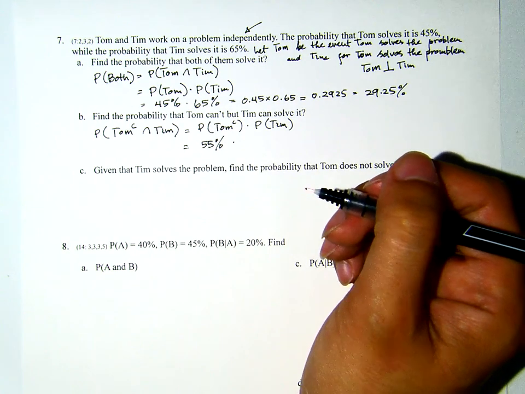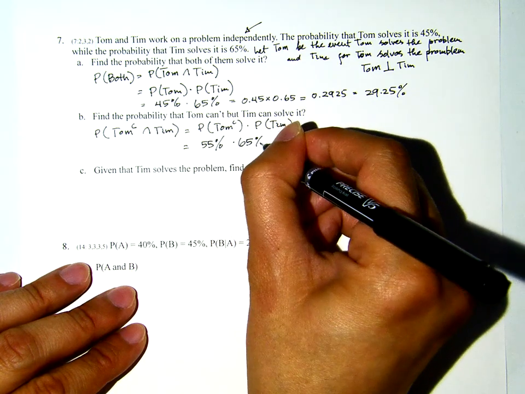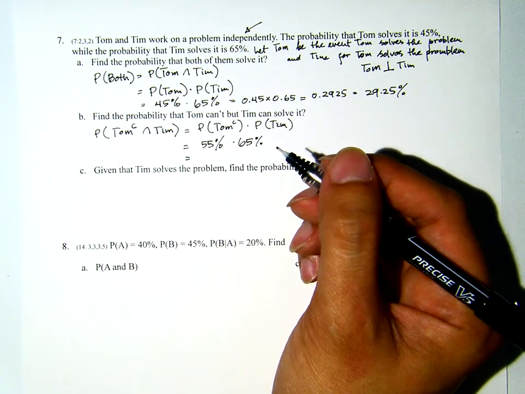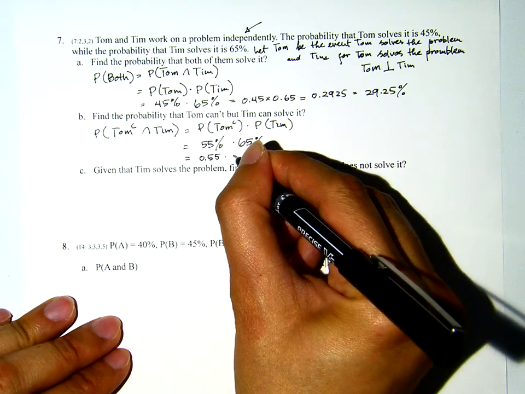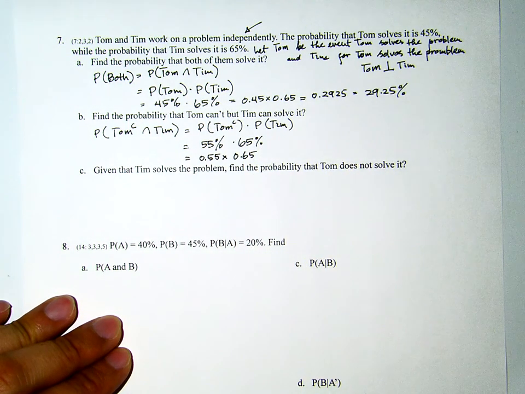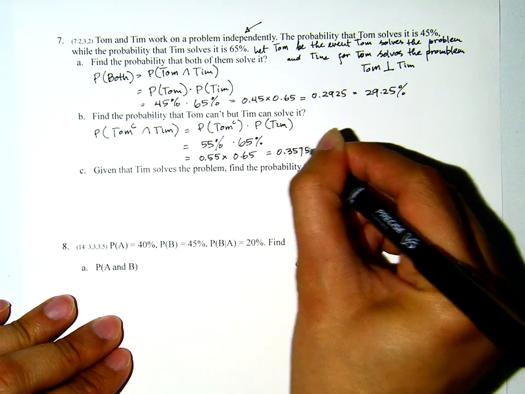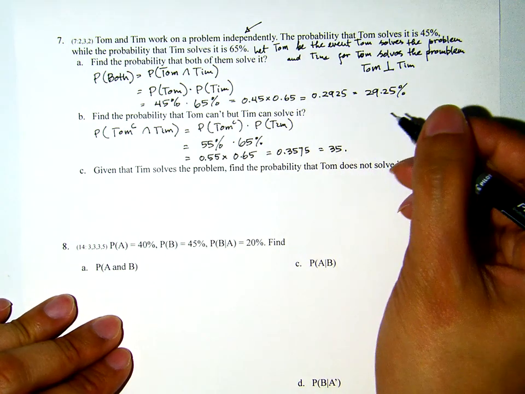And the probability that Tim can solve it is 65%, right? And every time you compute percentages, especially multiplying percentages, convert them to decimal first. Never ever compute this directly. 0.55 times 0.65, if I use my calculator, there will be 3575, equals 0.3575, which is 35.75%.